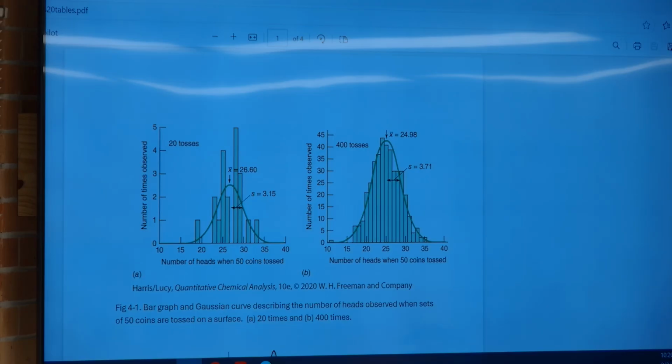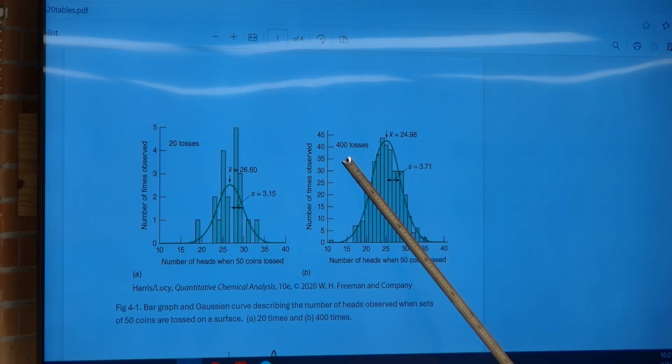This means if we only toss 20 times, 26.6 times on average is heads on. Okay. So the actual values are these two.